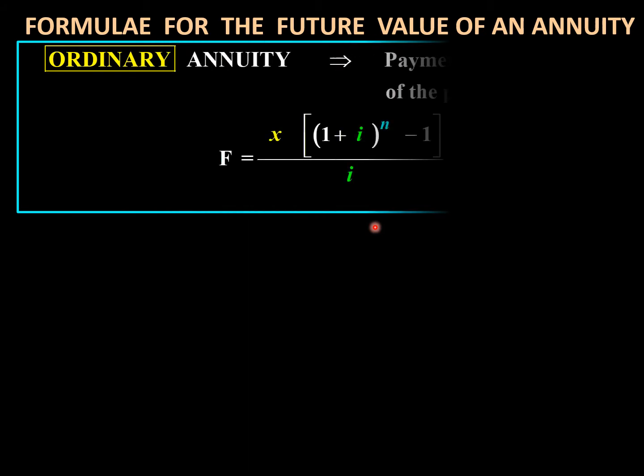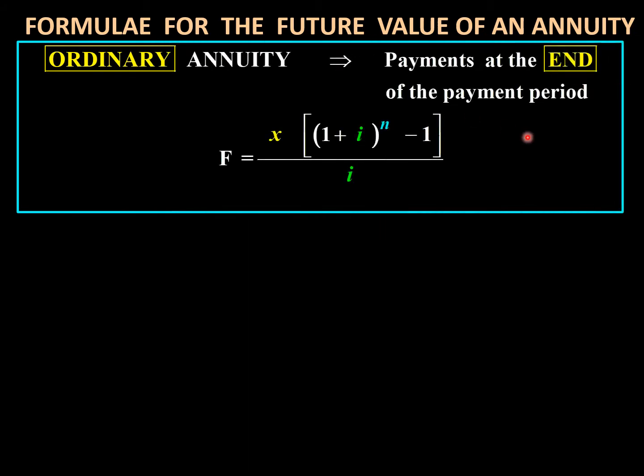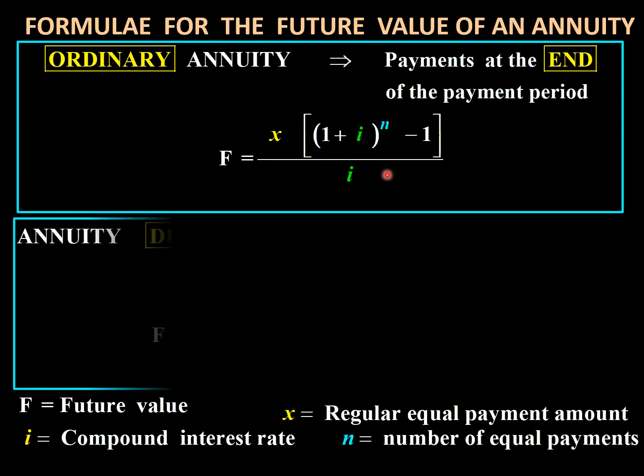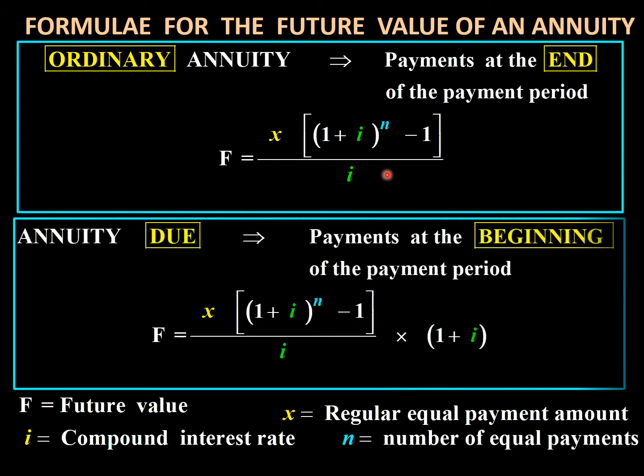Now let's look at the formula we're going to use for the future value of an annuity. In the case of an ordinary annuity, that is where payments are at the end of the payment period, this is the formula we will use. F represents future value, X the regular equal payment amount, i the compound interest rate, and n the number of equal payments. In the case of an annuity due, the payments are at the beginning of the payment period, and this is the formula here. In this case, we have the future value and we just multiply it by 1 plus i.